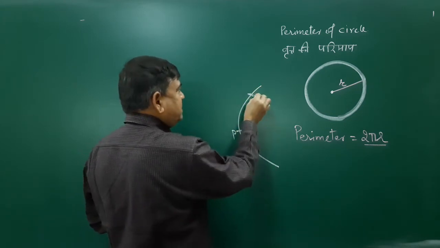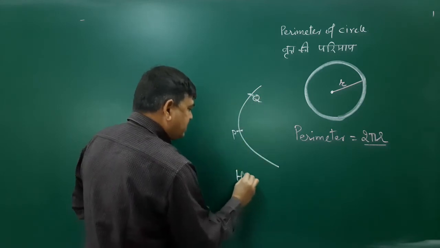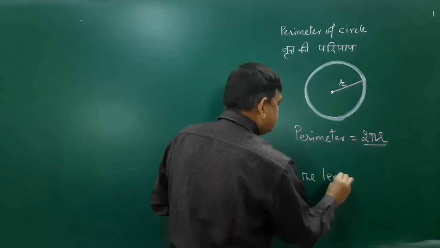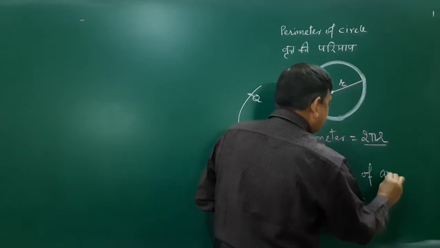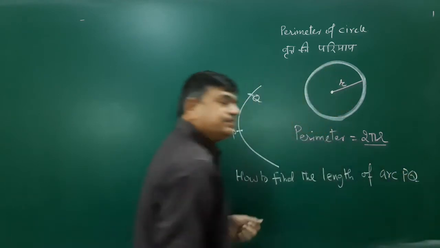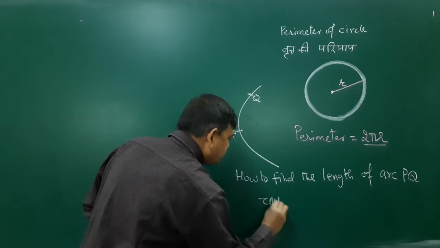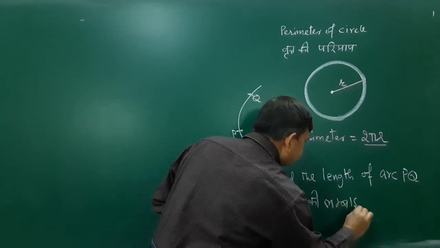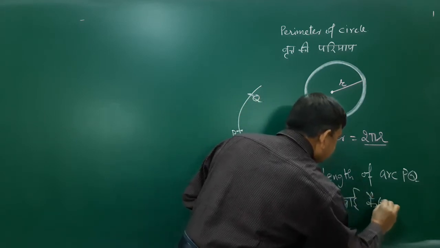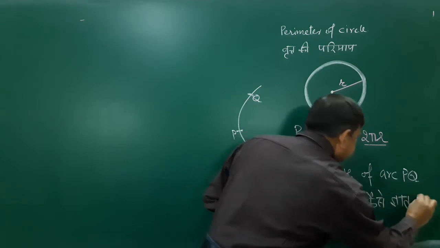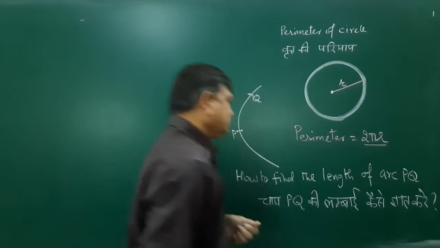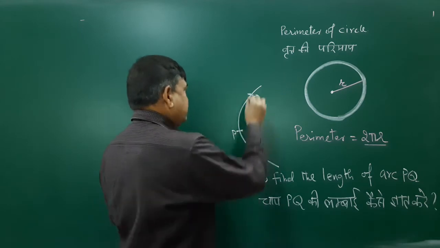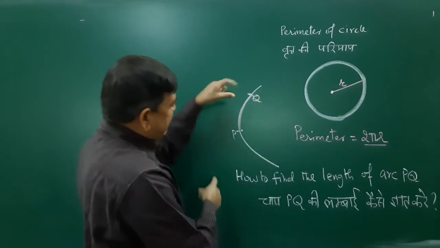Suppose this point is P, this point is Q, then how to find the length of arc PQ? चाप PQ की लंबाई कैसे ज्ञात करें? This is the problem. Suppose this is the arc of the parabola. How to find the length of this one?